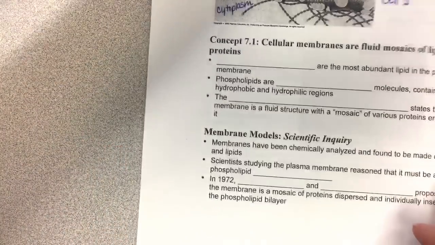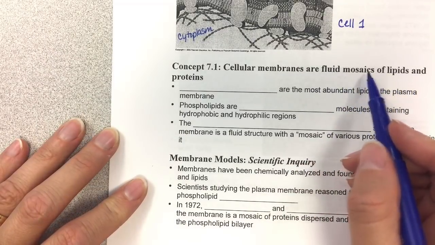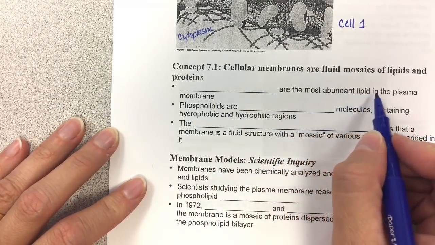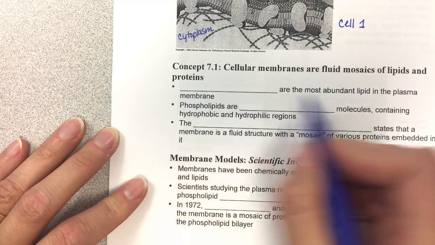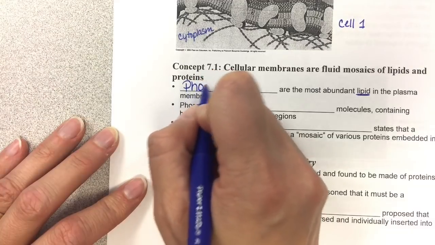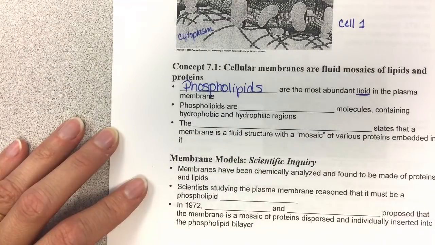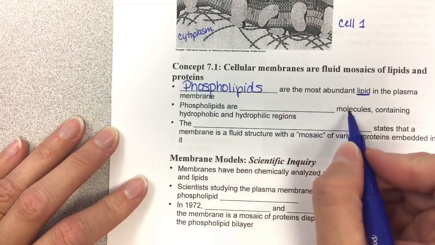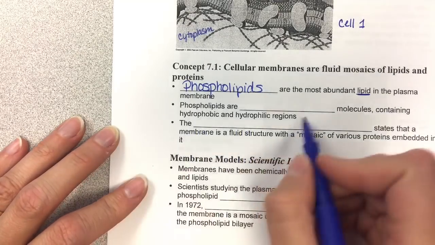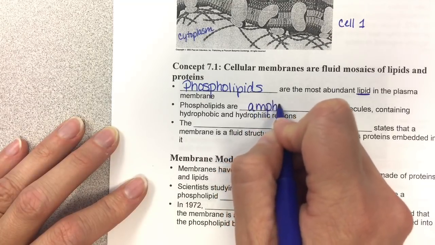Okay, so cell membranes are fluid mosaics of lipids and proteins. Fluid mosaic: fluid, things move around. It says blank are the most abundant lipid in the plasma membrane. You should know this. What kind of lipid makes up the plasma membrane? It is the phospholipids. They are, it says, blank molecules, meaning that they contain hydrophobic and hydrophilic regions. So they're called amphipathic molecules.